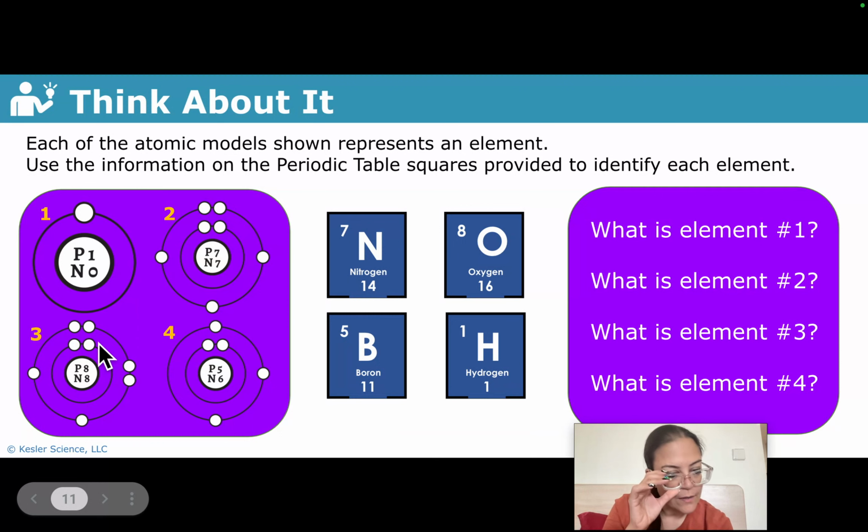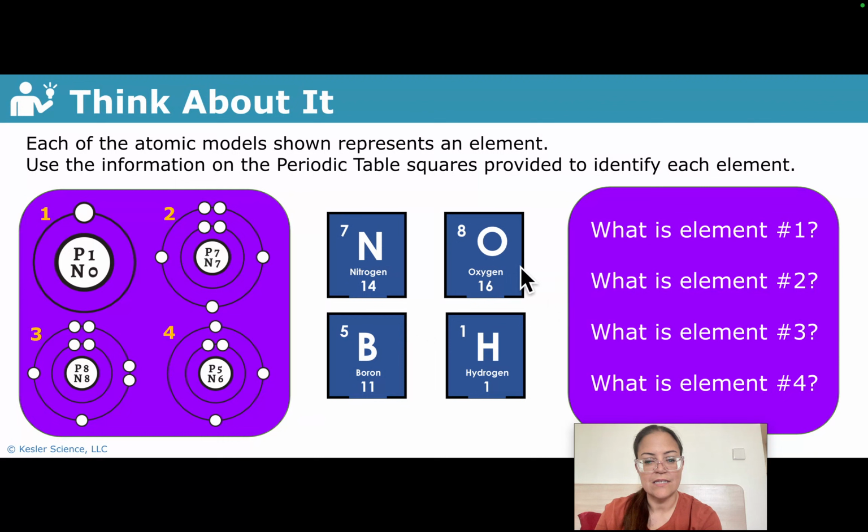Our third one, we have 8 protons and 8 neutrons. If we have 8 protons, then our atomic number has to be 8, which is oxygen. When we talk about bonding chemically, you're going to talk about oxygen a lot, so you're going to know oxygen is number 8 pretty early. We have an atomic number of 8 and an atomic mass of 16. Those 8 protons plus those 8 neutrons equals 16 for oxygen.